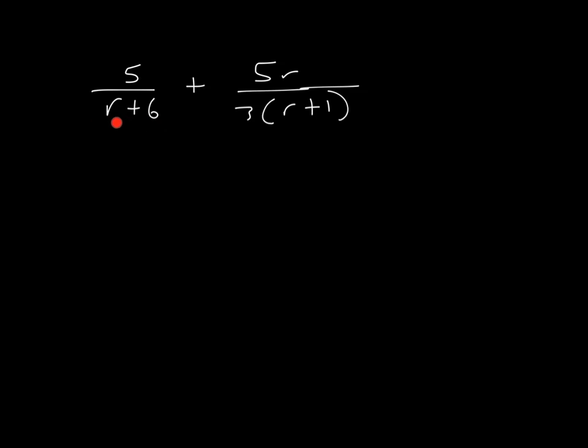This is r plus 6. This is an r plus 1. This is a 3. They're all different things. So the common denominator is all that stuff. So we're going to write common denominator 3 times r plus 6 times r plus 1. That's going to be the common denominator for these two fractions.